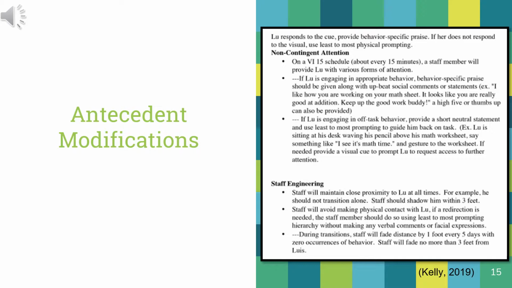If a redirection is needed, the staff member should do so using least to most prompting without making any verbal comments or facial expression. And during transitions, staff will fade distance by 1 foot every 5 days with 0 occurrences of behavior. Staff will fade no more than 3 feet from Lou. In this final example, they did a great job listing the criteria for fading. Again, the overall purpose of antecedent strategies is to manipulate the environment, which is the motivating operation or a discriminative stimuli, so that the client will be less likely to engage in the problem behavior.